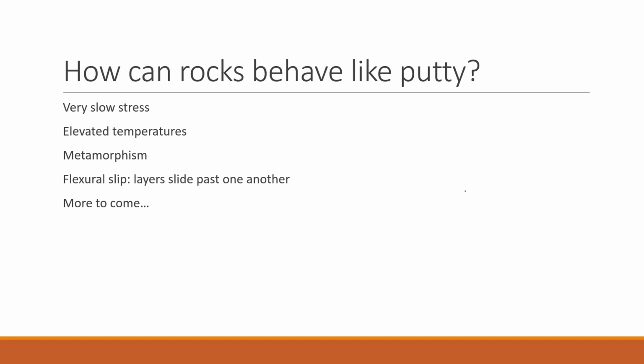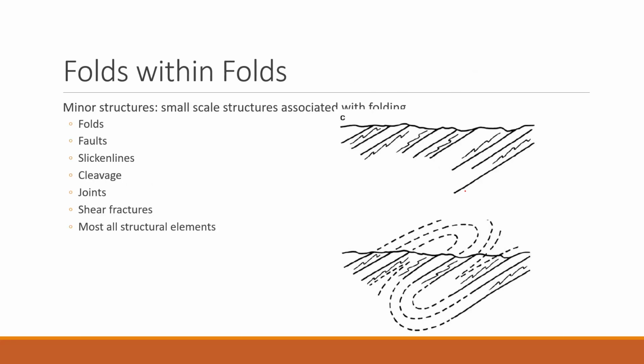We can have what's called flexural slip, and this is where we basically have rigid deformation on the small scale that leads to a large scale bending. So we have layers sliding past each other. And there's also more that I'll be talking about.